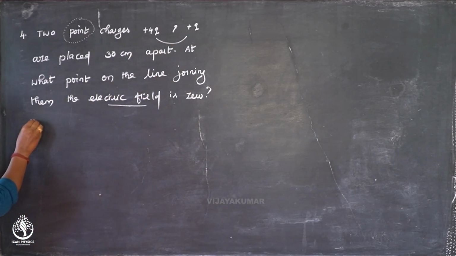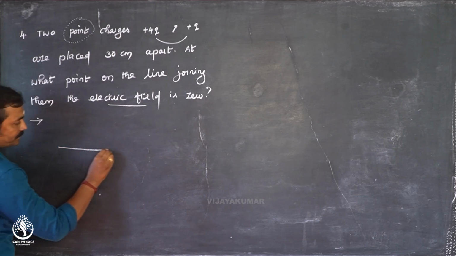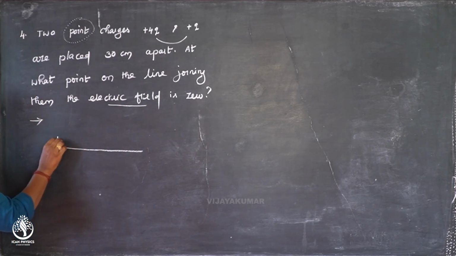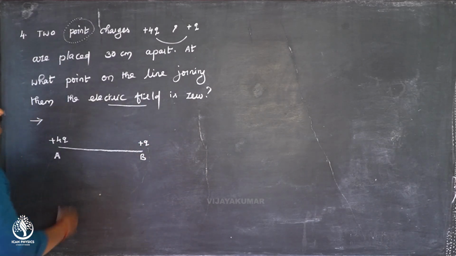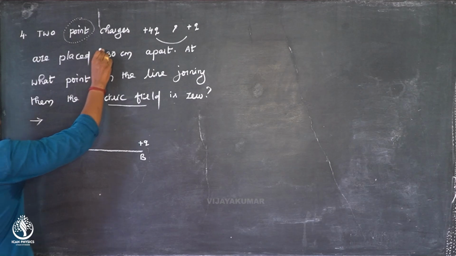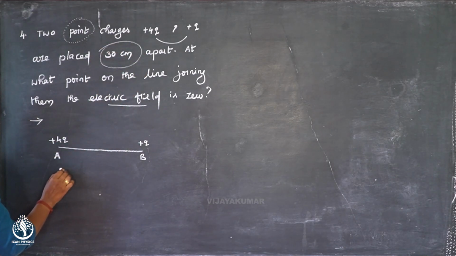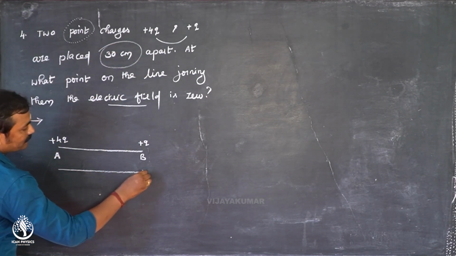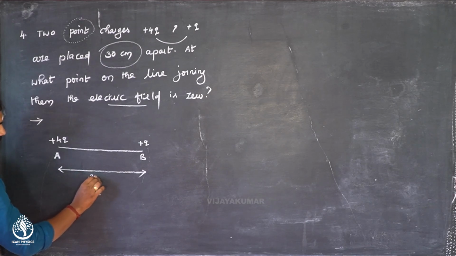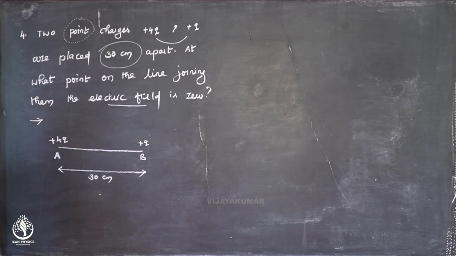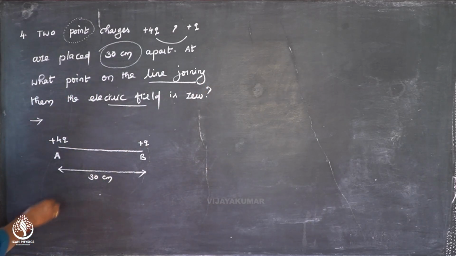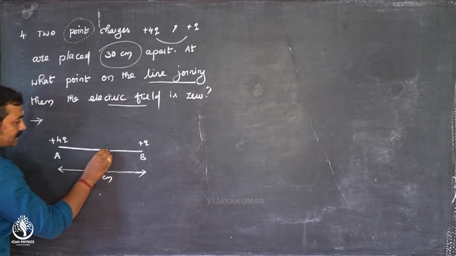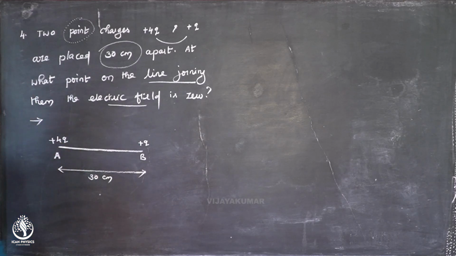For that I am going to draw the diagram. Plus 4q is placed at A and plus q is placed at B. They are separated by a distance of 30 centimeter. The next phrase is line joining. This is the line which joins the two positive charges.